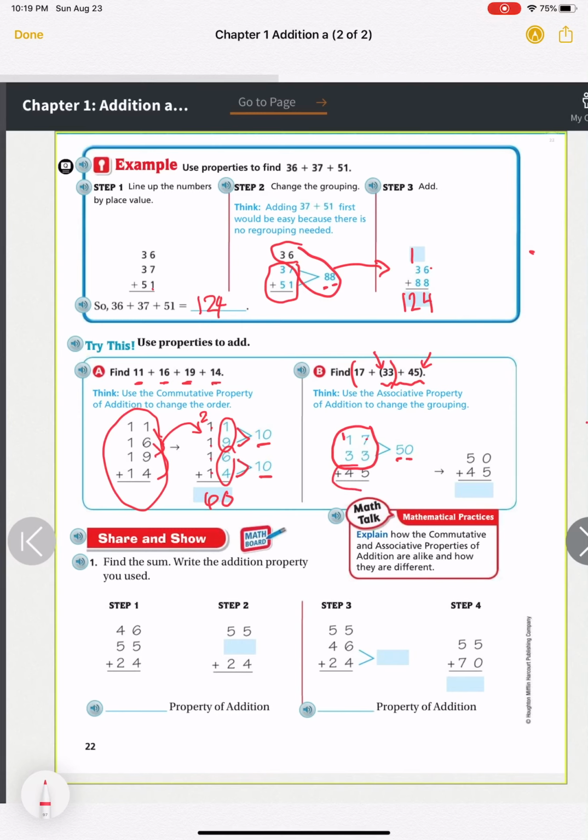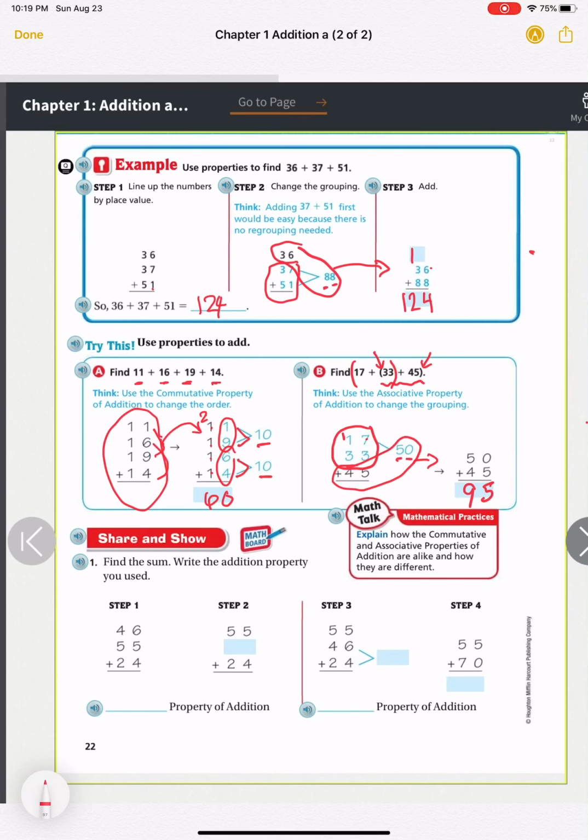Then I'm going to take these and add them together. 50 plus 45 is 95. See how I can change the grouping, but I'm going to get the same answer as if I solved it in a different way.